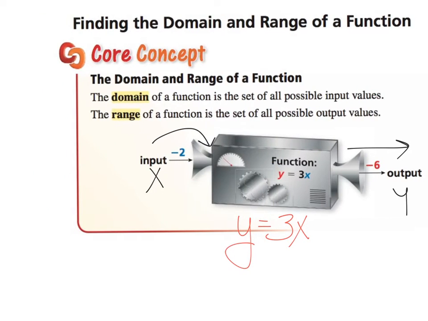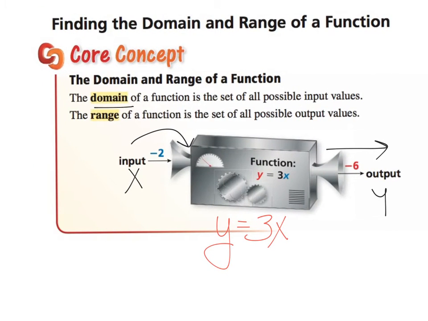Your domain is all of the numbers in the set that are possible input values. So the domain of a function is the set of all possible input values. The range is the set of all possible output values. So in this case, your domain would be negative 2, your range would be negative 6.